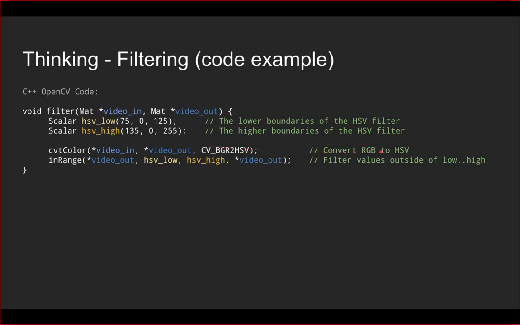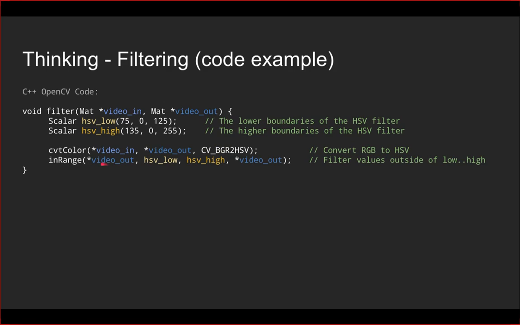So this is converting RGB, which our image was captured in, to HSV. So I have to change the color space. This is coming from video in to video out. In this case, I'm using video out as a temporary in this stage. And this is a constant. This image is actually in BGR, not RGB, the other way around. So just keep that in mind. That's what most cameras will output.